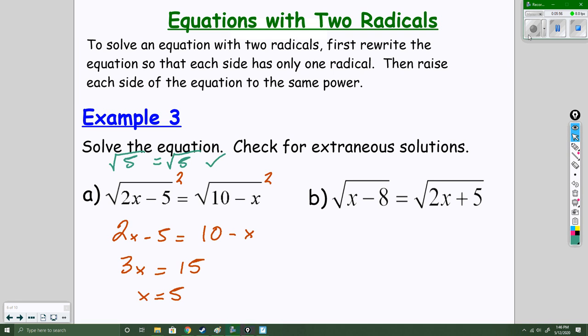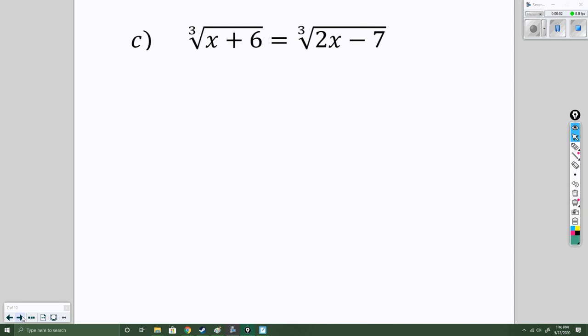Okay, we're actually going to skip part B, and we're going to move on to part C. Now in this case, we have the cubed root of both of these, and we have one radical on each side, so we could just start by raising it to that power. That's going to get rid of the radical. Once we do that, we have x plus 6 equals 2x minus 7, and then solve from there. So we could subtract x, add 7, and we get x equals 13. And this does in fact work if we plug it back in.